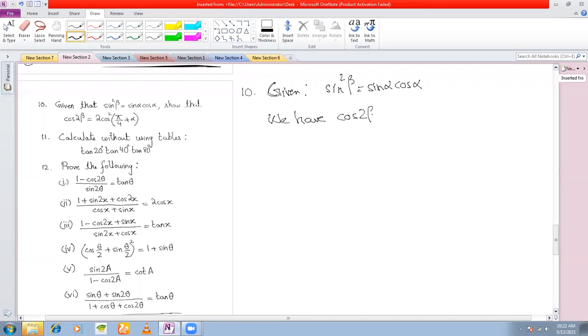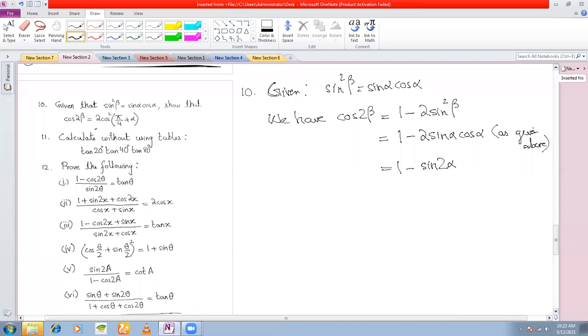Cos 2 beta, what is this multiple angle formula? 1 minus 2 sine square beta, right? You know this from multiple angle. What is the value of sine square beta here? Sine alpha cos alpha, right? As given above. And what is 2 sine alpha cos alpha? Multiple angle formula, it is sine 2 alpha. You agree?